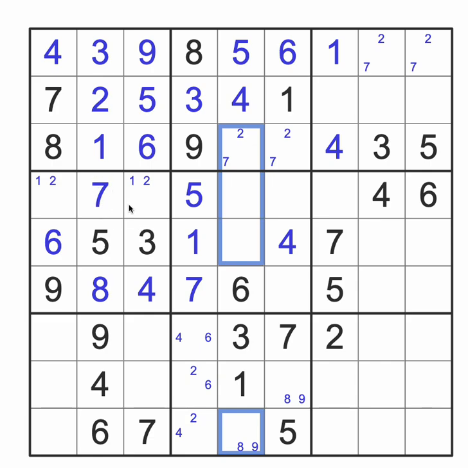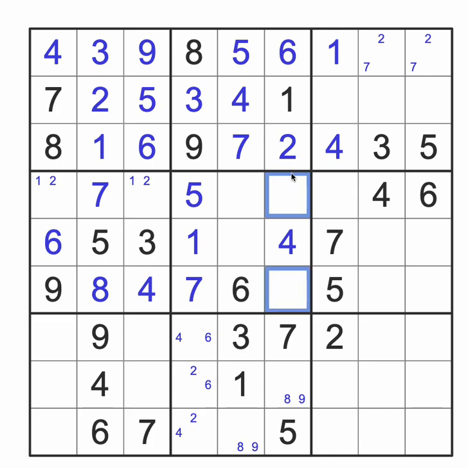here's 7 in box 4, which blocks this cell. This 7 in box 6 blocks this cell. 7 in box 8 blocks this cell. That gives me 7 here, and that gives me 2 here. And that means these cells cannot be 2 because of 2 in box 3. And the 1, 2 double in box 4 blocks this cell from being 2. That gives me 2 here.